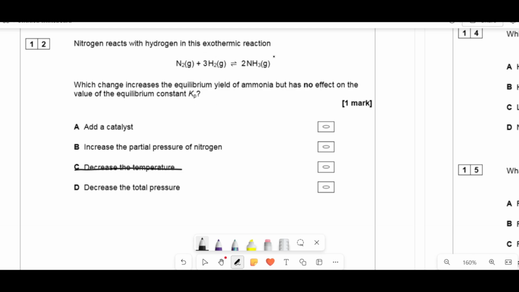Here we have 4 moles and 2 moles. So increasing the pressure will make it shift that way, so that pressure one's out, right? So the next thing is, we are stuck with a catalyst. Well, that won't, because it will accelerate the forward and the reverse reaction by the same amount, so that one's out, so it's got to be B.